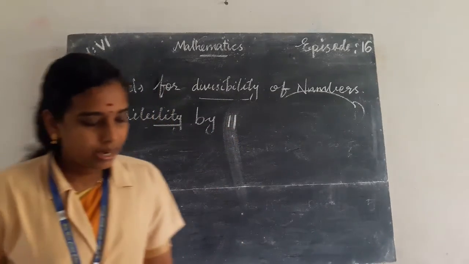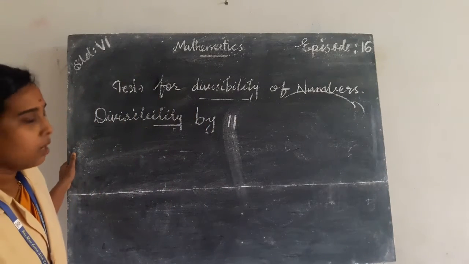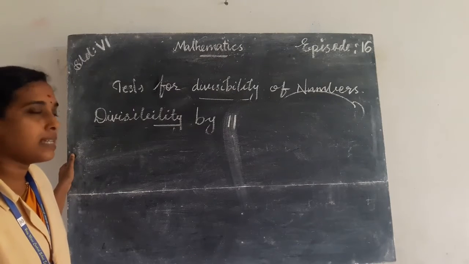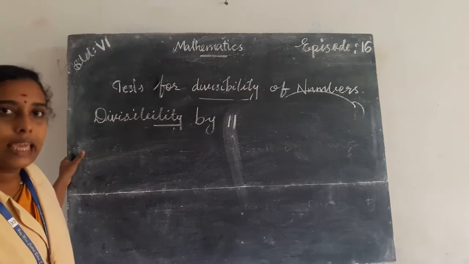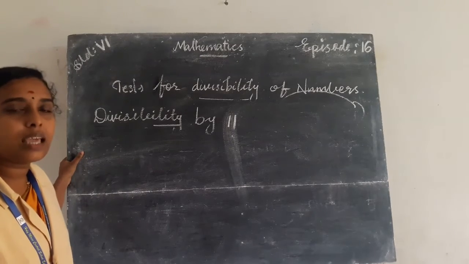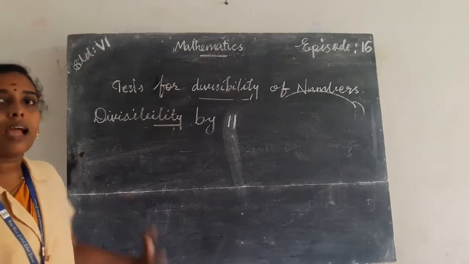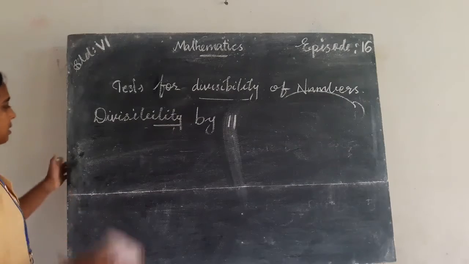Divisibility by 11. To check the divisibility of a number by 11, the rule is to find the difference between the sum of digits at the odd place and the sum of digits at the even place. Then, if the difference is either 0 or divisible by 11, we can say that the number is divisible by 11. Okay, let us see.